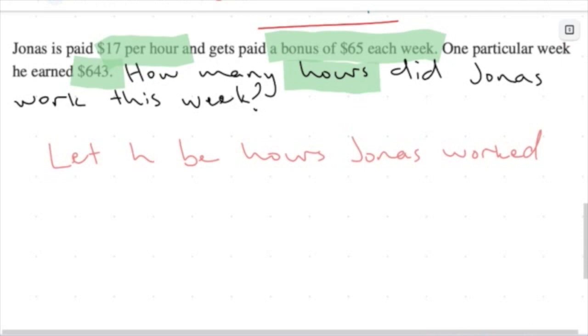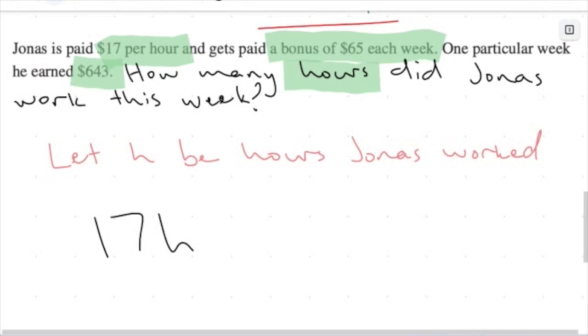Cool. Okay, that's what I'm going to be solving for, because remember, equations help us to find these unknowns. So, okay, he's paid $17 per hour. So he gets paid $17 each hour. So to find his pay for H hours, I just take that as 17 lots of H.